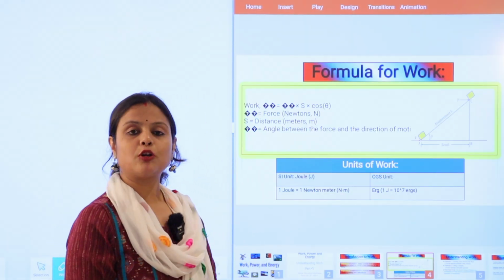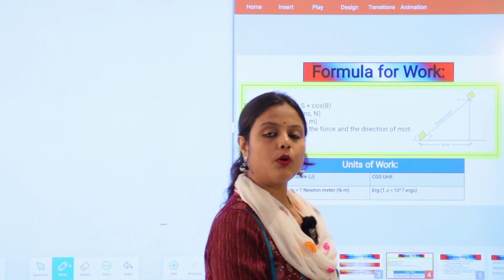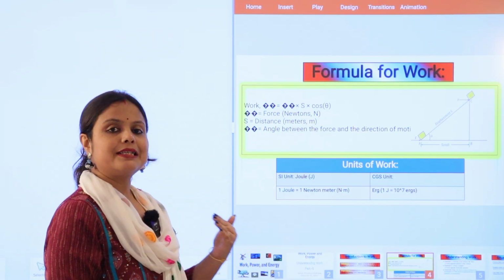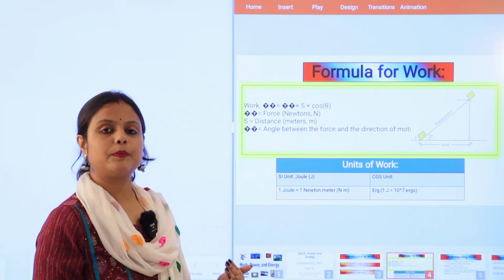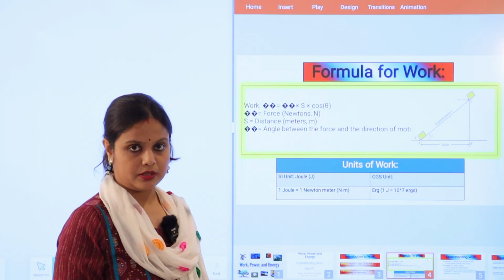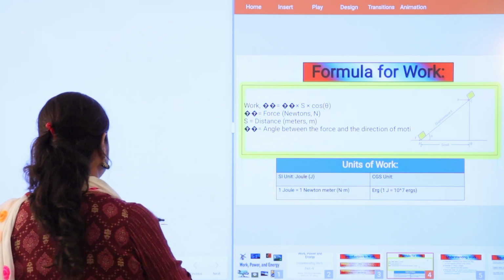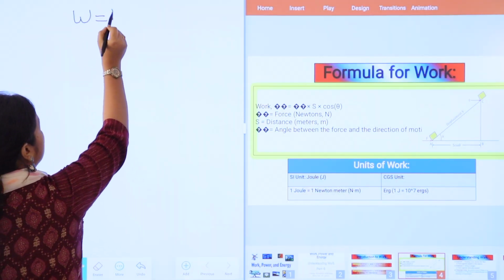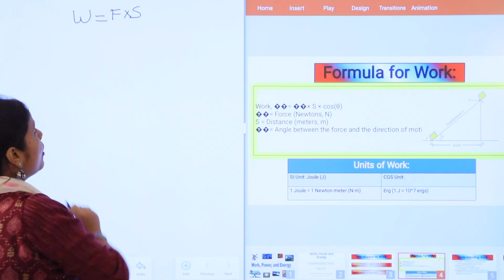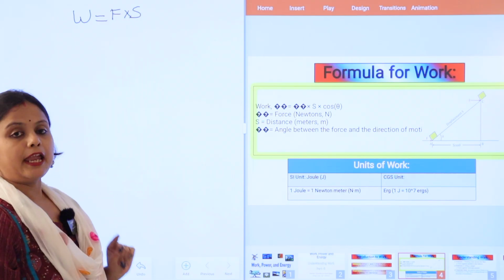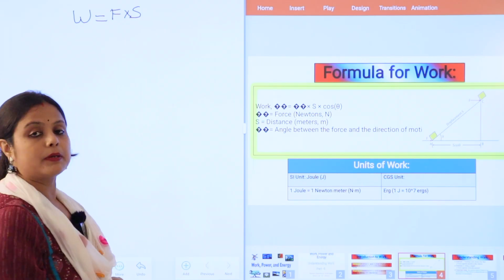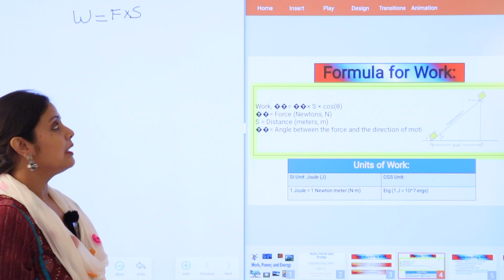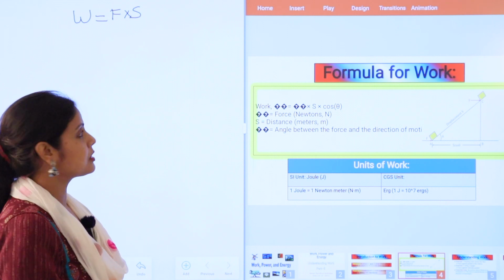Now, what should be the formula for work? Every time work done is not the same, because force applied and displacement may not be in the same direction. Work on this: W equals F into S. W is the work done, F is the force applied on that particular body and S is the displacement produced in that body in the direction of the applied force.